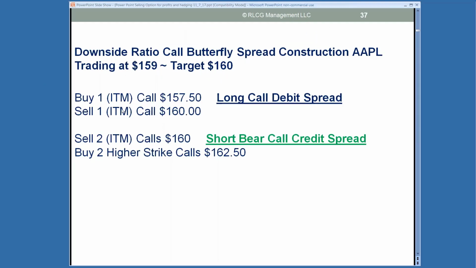We were targeting 160. So basically what it is to break it down, the spread, this was buying the 157.5, selling the 160, okay, and that's a long call debit spread, and then incorporating 2 bear call credit spreads with that spread. So that creates the ratio butterfly. So you can see here you're short 2 of the bear call credit spreads versus being long 1 call debit spread. So it basically starts out as a butterfly, and then we sell another bear call credit spread to create that call ratio butterfly structure.